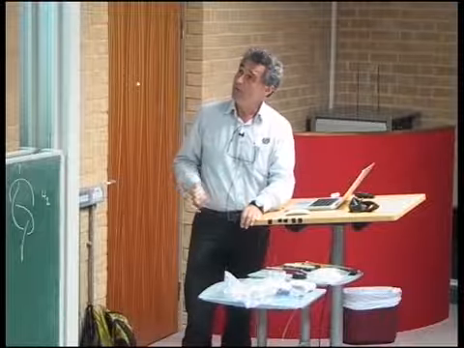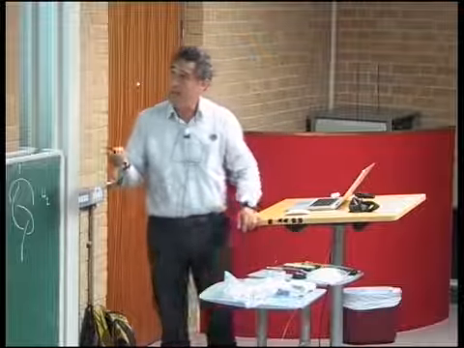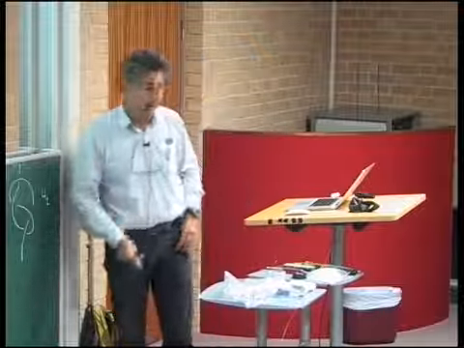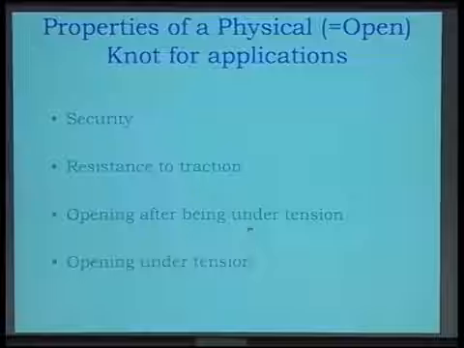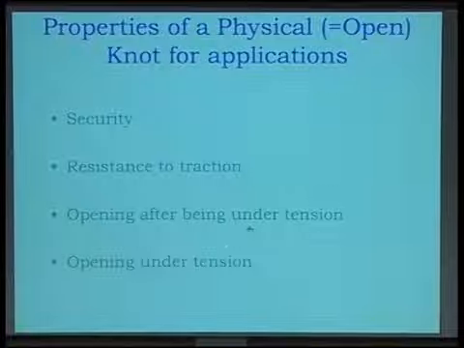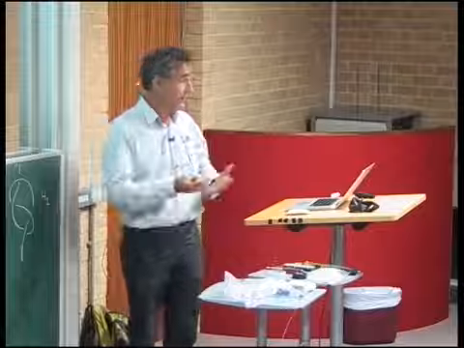Okay. Now, when it comes to physical properties and the knots, there are many properties that are important in their use. One is security, meaning that when you are coming down from the mountain, the knot doesn't open. If you fall off a cliff, you want it not to break, so there is a property about traction, resistance to traction. There are knots that you want to open after being under tension because you want to release something.